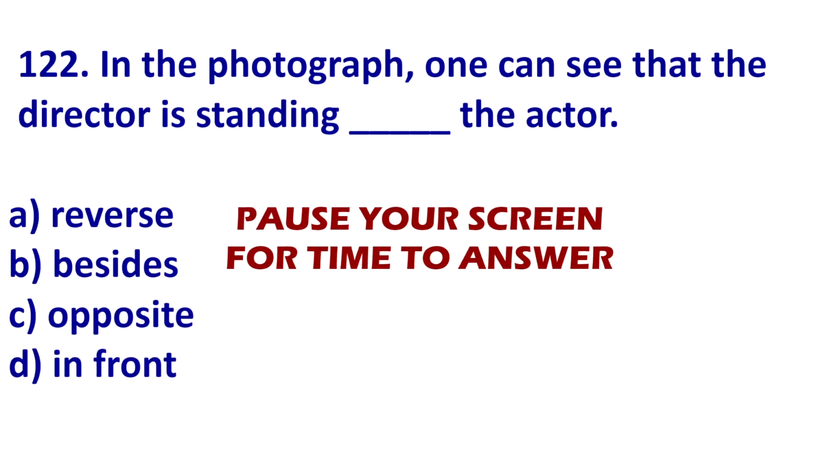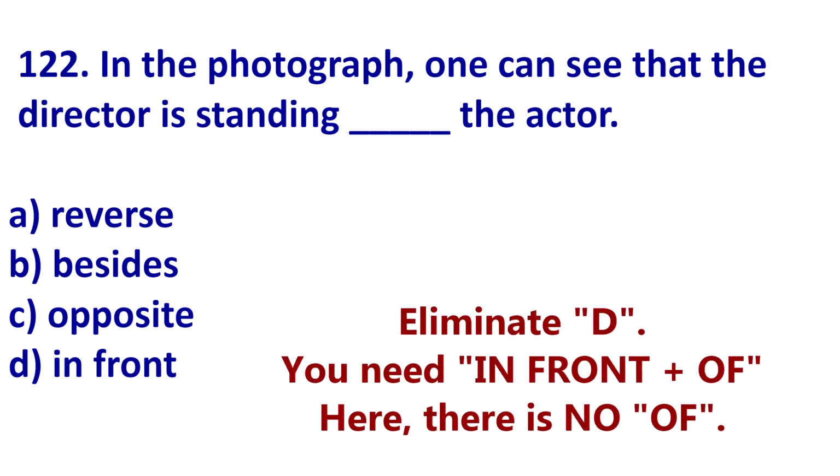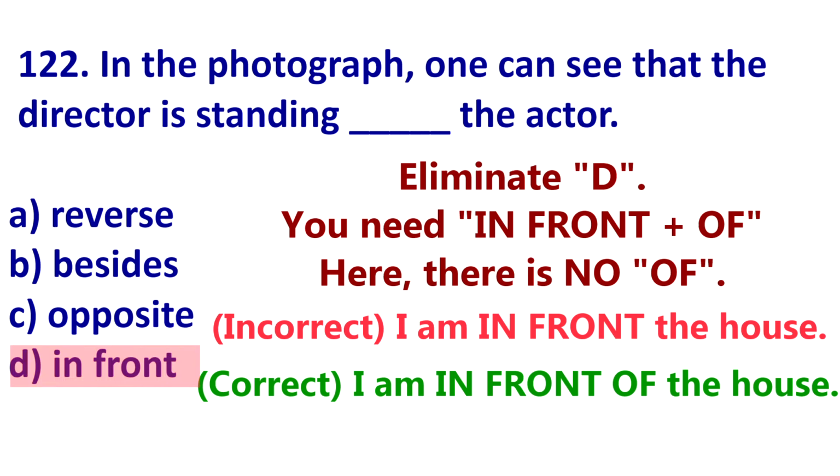Let's look at 122. Here it says, in the photograph, one could see that the director is standing blank the actor. So pause your screen if you need time. All right, so let's start by eliminating the wrong answers. First, let's eliminate D, because when you use in front, you need of before the noun. For example, I am in front the house. This is wrong. I am in front of the house.